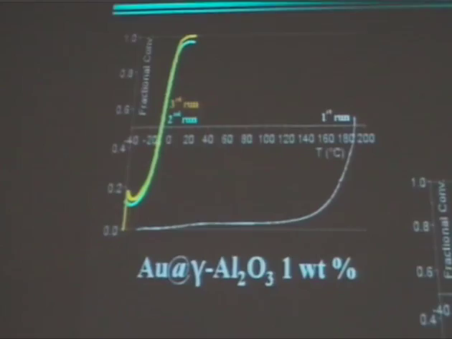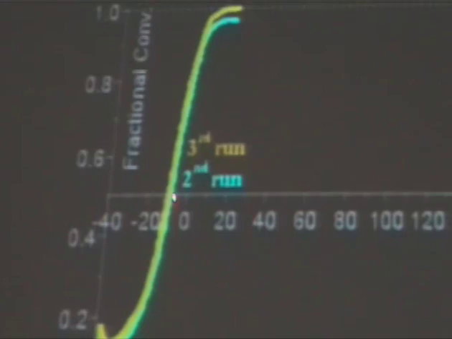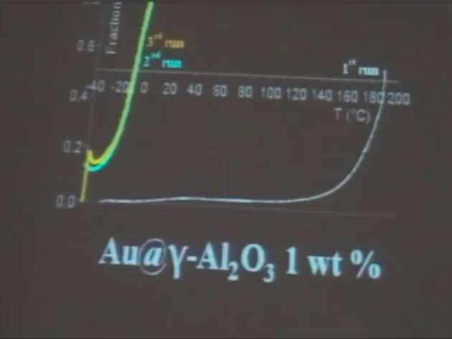Now, if we now look at the catalytic performance, and we first look at the two supposedly inert supports, what we see is that alumina has an ignition temperature. This is a conversion, CO conversion curve. T50, where we have 50% conversion, is at minus 10 centigrade. For the zirconia, we are talking about 100 centigrade.